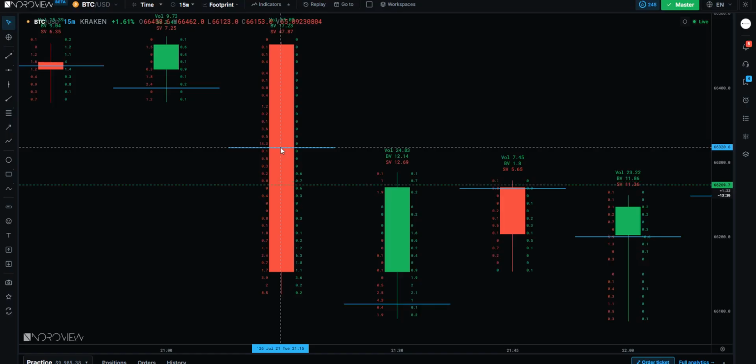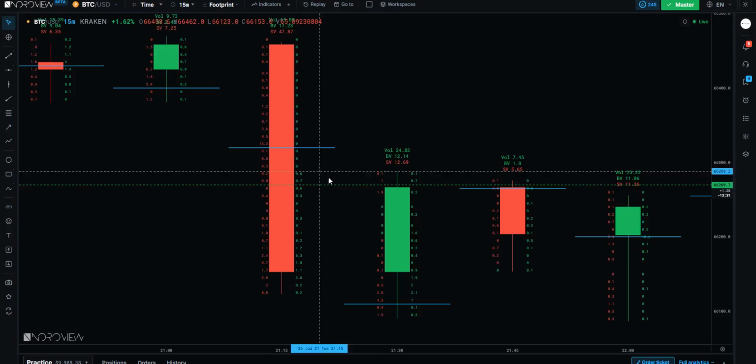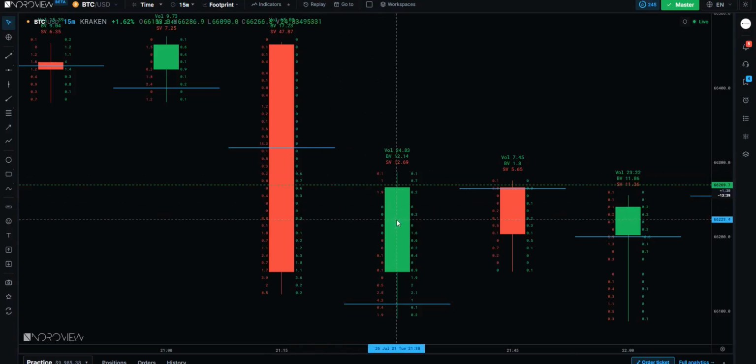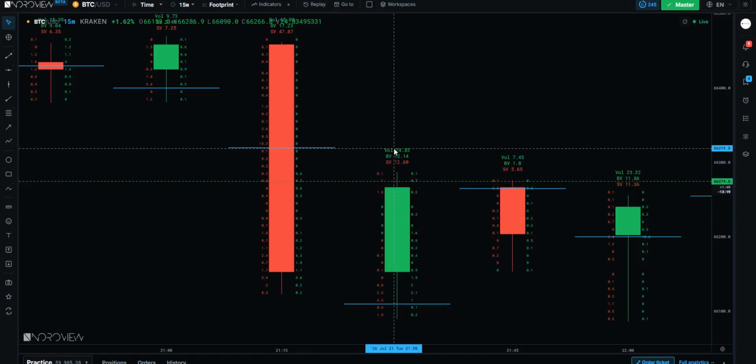This is the heart of order flow trading, and here's the part that matters most. The standard footprint chart in Noroview is completely free for every user. There's also a more advanced, fully customizable version, the Noro footprint, and that one is a paid upgrade. But the plain footprint you're looking at is yours from day one.